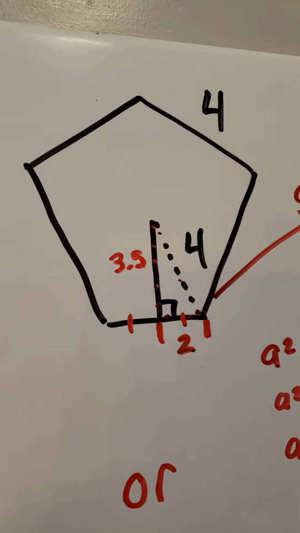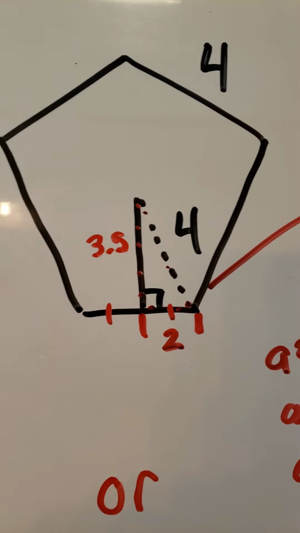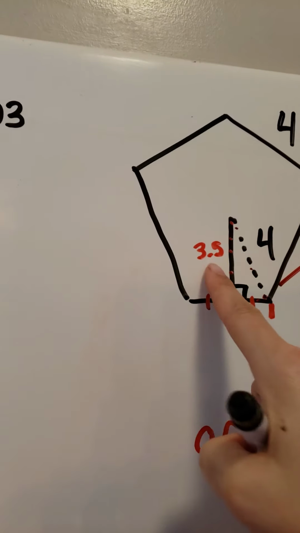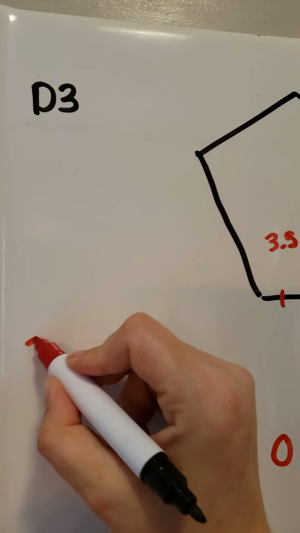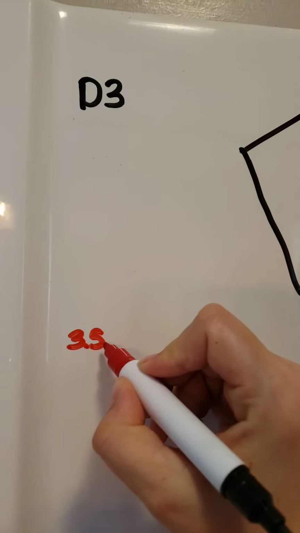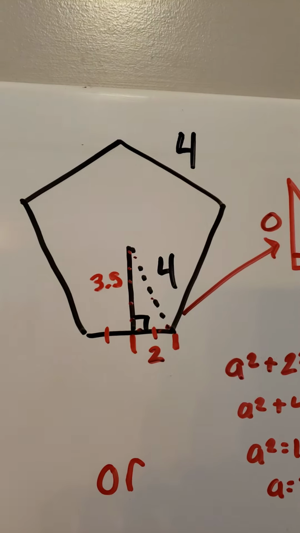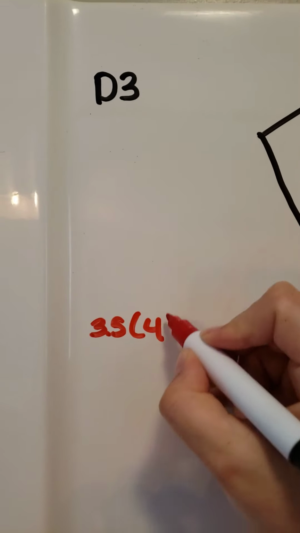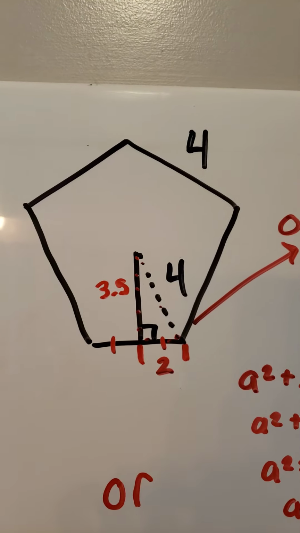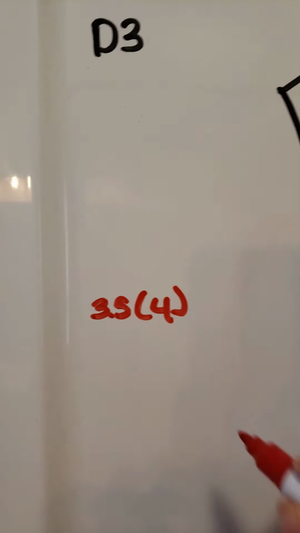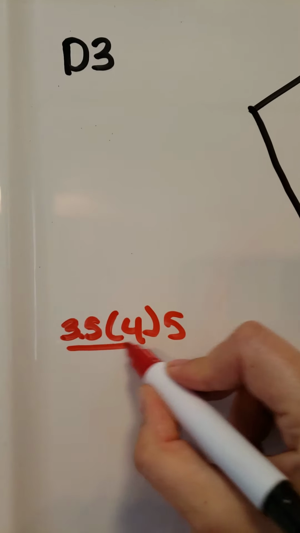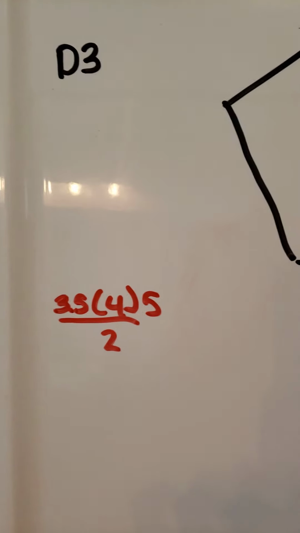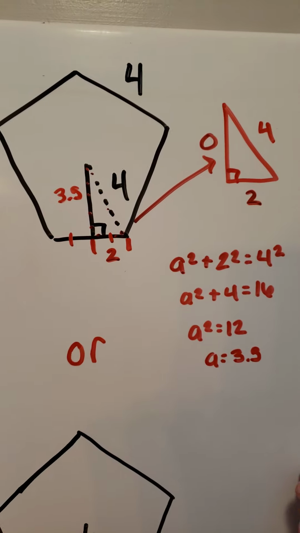And then you would just plug the values into the formula for the area of a regular polygon, where you say area equals apothem, which is 3.5, times side length. My side length is 4, times number of sides, which is 5, all divided by 2. And when you work that out, it's going to give you the area of that polygon, but we had to use Pythagorean to find that.